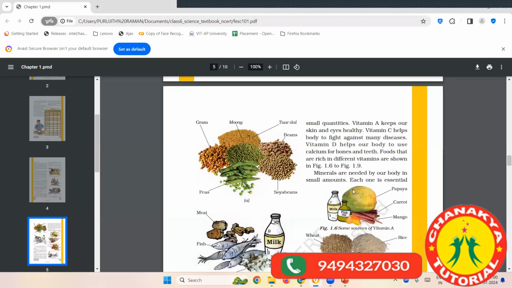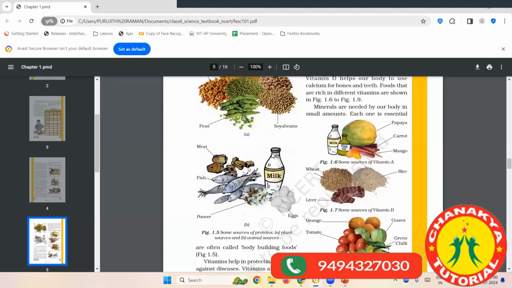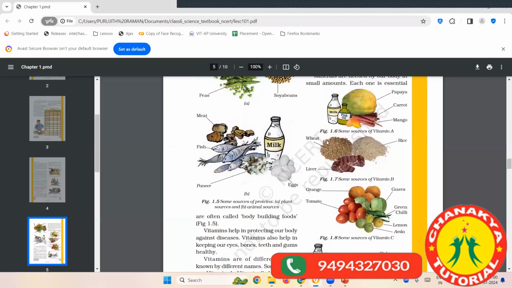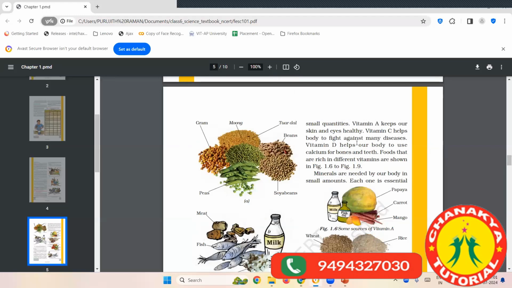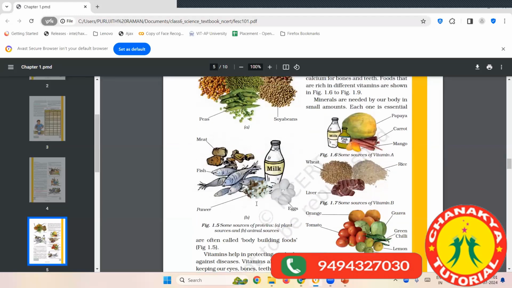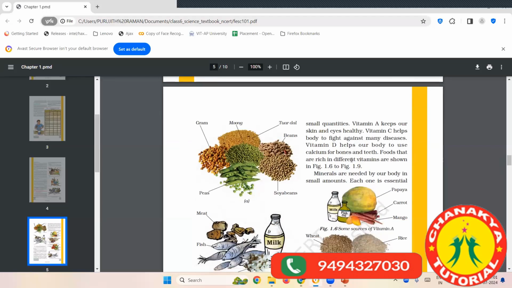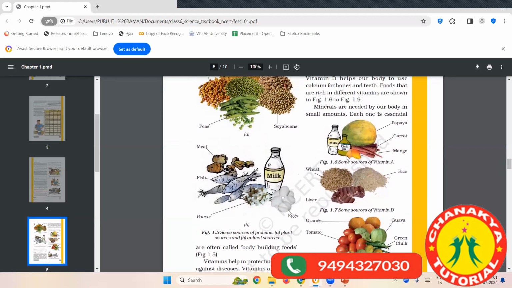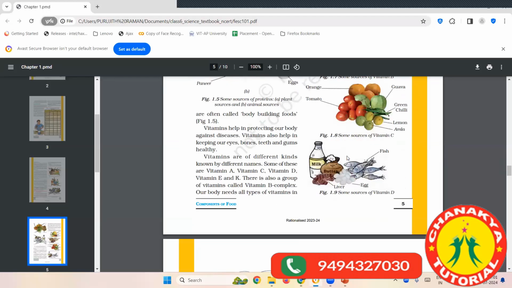For example, see here, fish, meat, all these oily fish and meat are rich in vitamin D. Egg yolks are also rich in vitamin D. Mainly, whatever is present here, oily fish will have a high amount of vitamin D. Ma'am, it's given at the end of the page. Yes. See here, I think it's given here, right? Minerals are needed by our body in small amounts. Each one is essential, and they are often called bodybuilding foods.